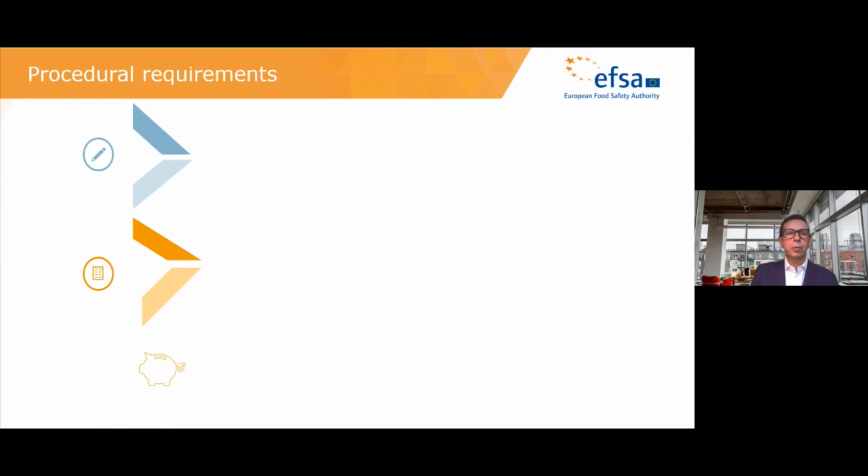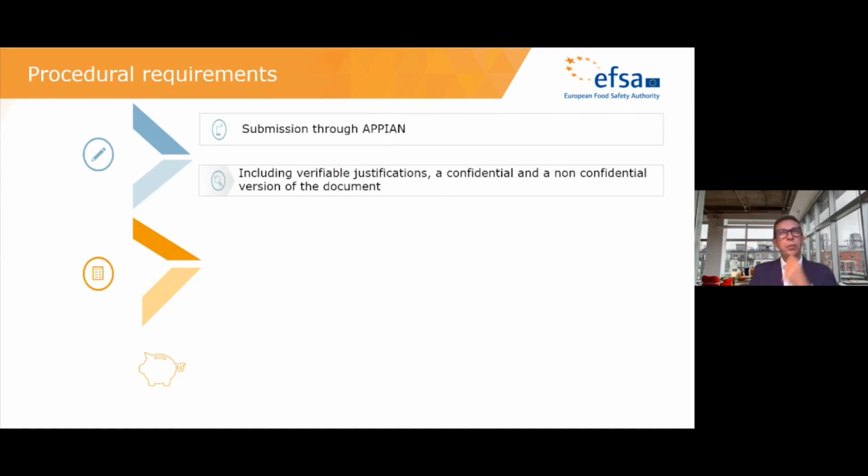For what concerns the procedural requirements that I mentioned just a few minutes ago, we have to say that the submission should happen via the ESFC platform, and EFSA will assess the confidentiality request via Appian, which is an internal workflow for the assessment of confidentiality requests. Each and every confidentiality request must include verifiable justification, as well as, as we have seen, a confidential and non-confidential version of the document that is claimed confidential, or that anyway includes information claimed confidential.